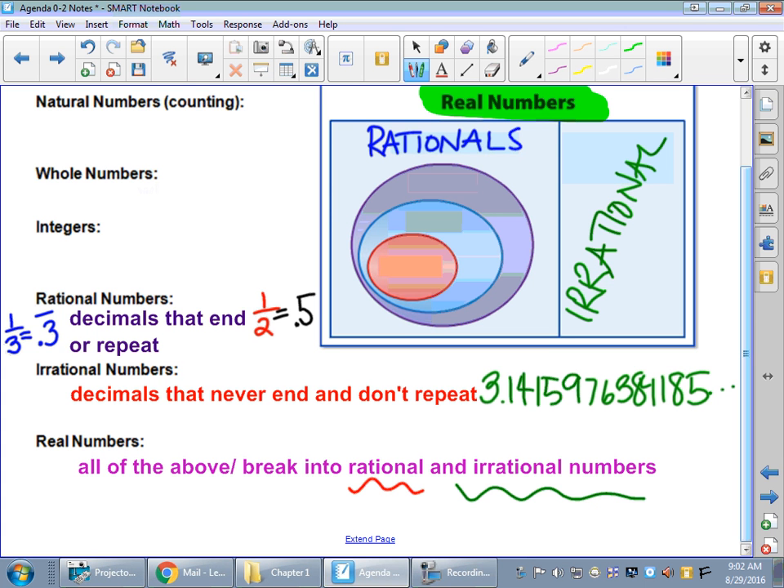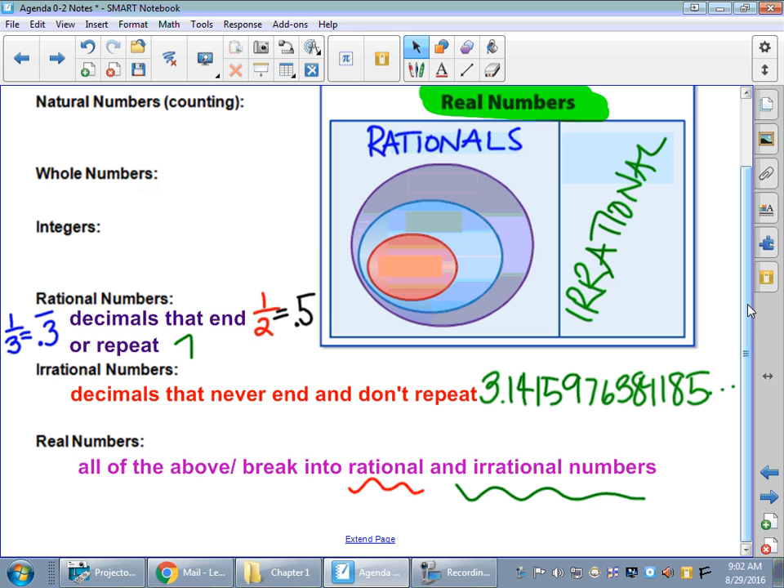Here's the thing, though. A rational number, what about like 7? It's not a decimal, but it's a whole number, right? Does it end? Does it repeat? It doesn't repeat, but it does end. So 7 is an example of a rational number, so that nice, neat whole number.